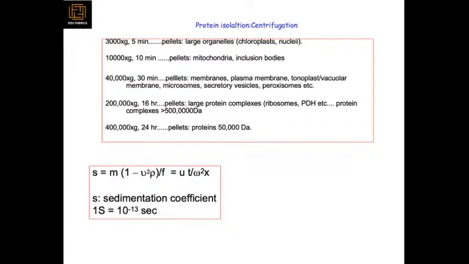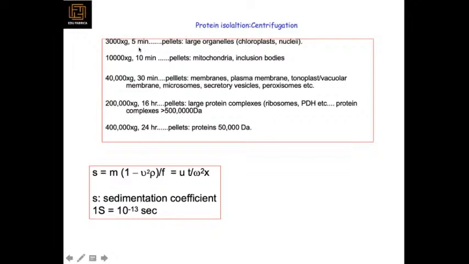So what is the sedimentation coefficient? One Svedberg is equal to 10 raised to the power minus 13 seconds. We should not go into the details of this formula. This is what the major formula looks like, it's good for your knowledge, but just remember that one sedimentation coefficient is equal to 10 raised to the power minus 13 seconds.